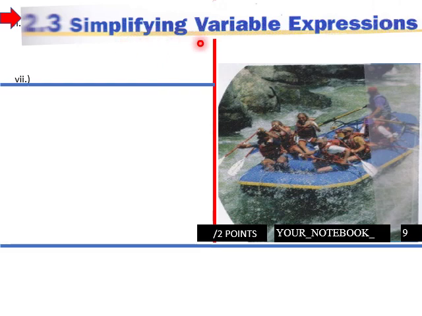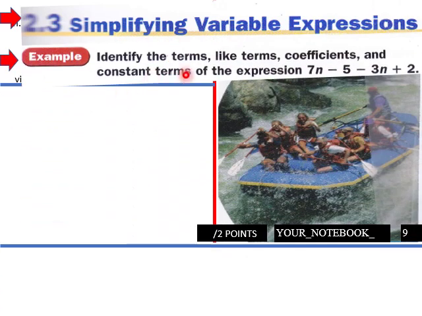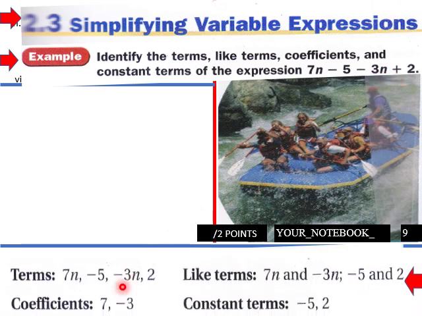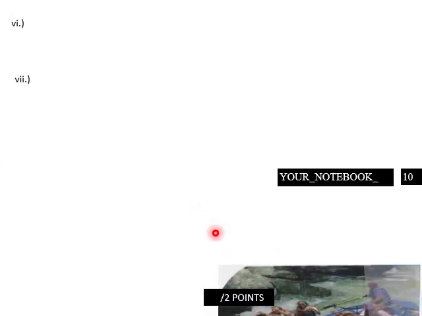So we got 2.3, simplifying variable expressions. Identify terms, like terms, coefficients, and constant terms of the expression 7n minus 5 minus 3n plus 2. So the terms are 7n, negative 5, negative 3n, and 2. Like terms will be 7n and negative 3n because they both have the same variable. And then negative 5 and 2 are constants. And then the coefficients are positive 7 and negative 3. And then the constant terms are negative 5 and 2. So we did that. Do we have to simplify this? We should, but we may not have to.